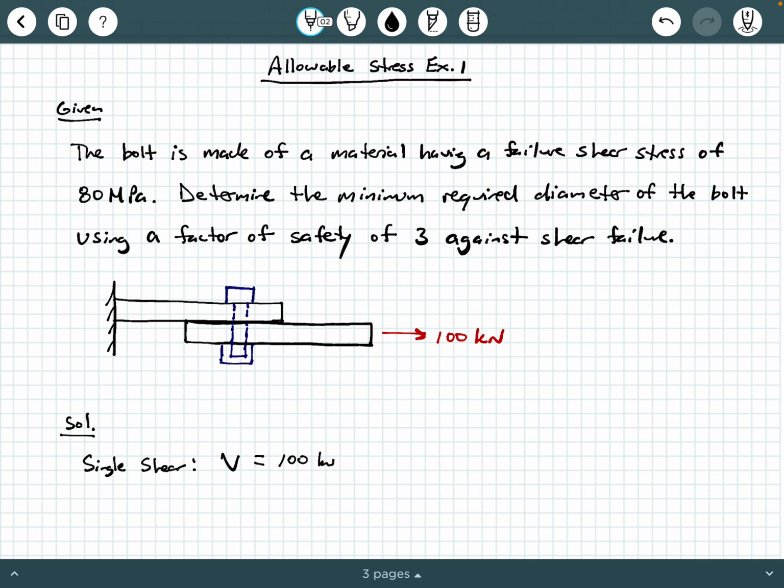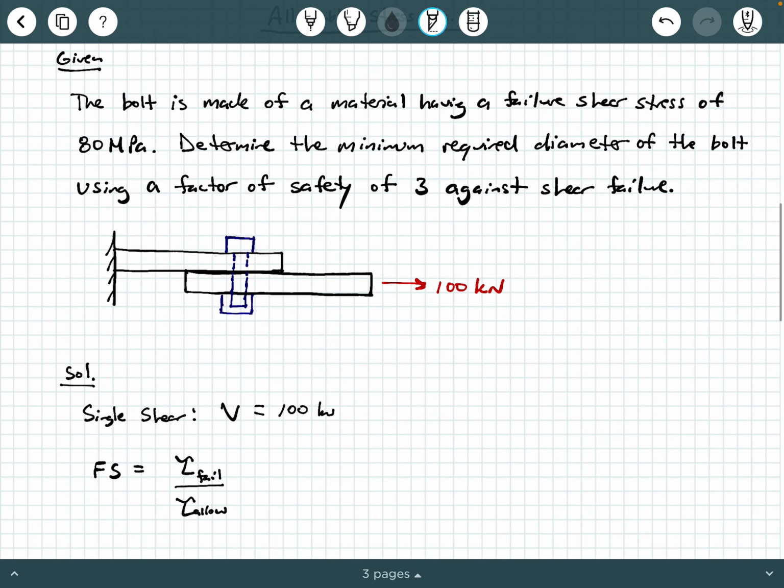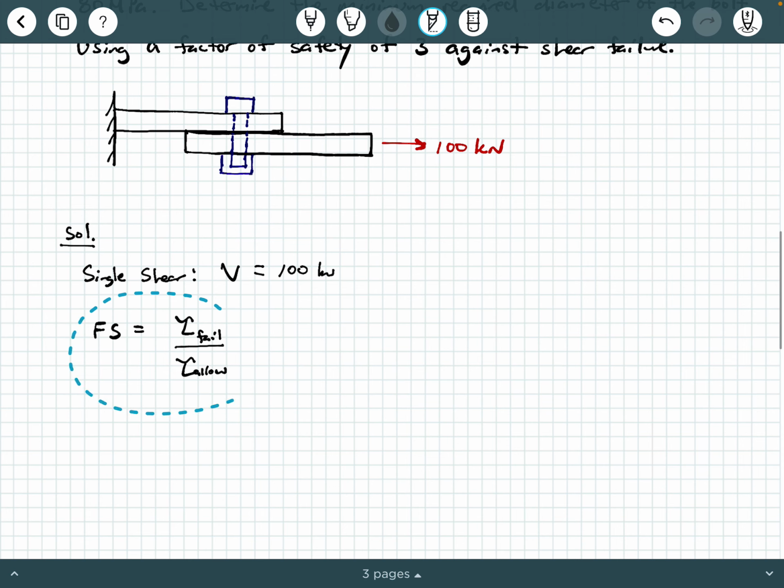The next thing we want to recognize is our relationship between factor of safety and a failure stress and an allowable stress. So using shear stress, we're going to say factor of safety equals tau fail over tau allow, okay? Now, do we have some of these values so far? Yeah, absolutely. We know what the factor of safety is. It's 3. That was given to us. And we know what tau failure is. That was given to us up here. Failure shear stress of 80 megapascals, okay? So this is one relationship we have.